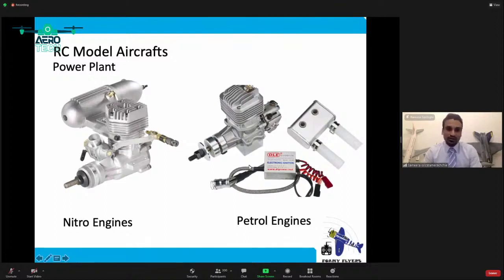Right. So now we'll talk about nitro engines. These are commonly used, as I said, on MDF or plywood built aircraft, and they can be used on 3D printed aircraft sometimes, because they generate a lot of heat. Normally 3D printed aircraft do not like heat. If it goes above 190 degrees Celsius, it will tend to melt.